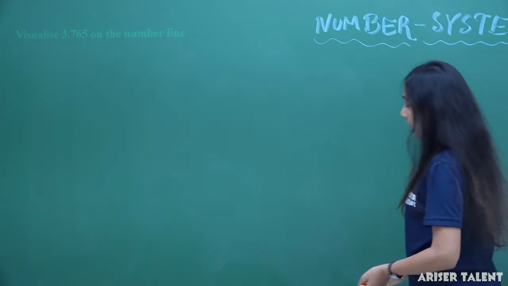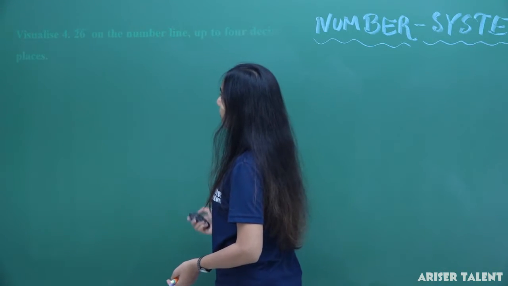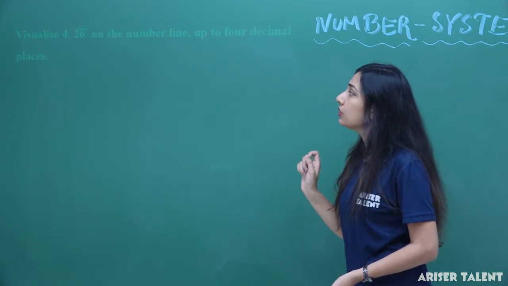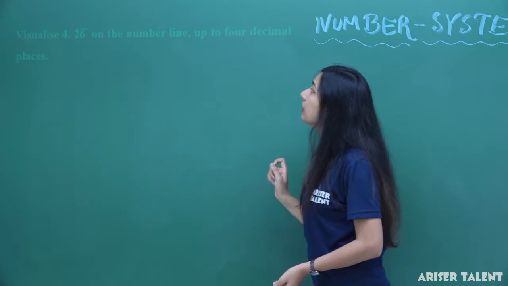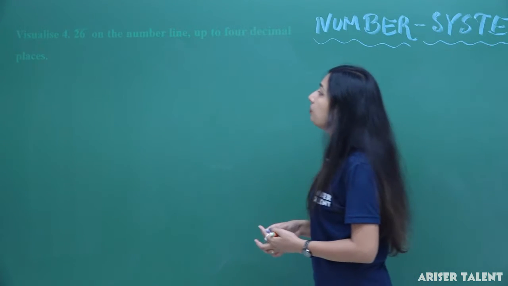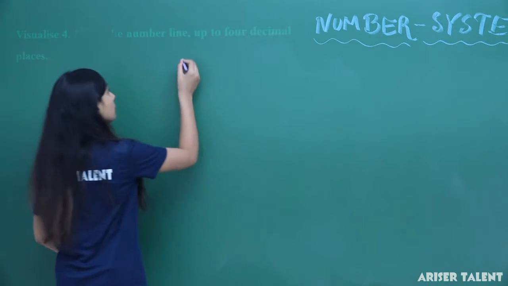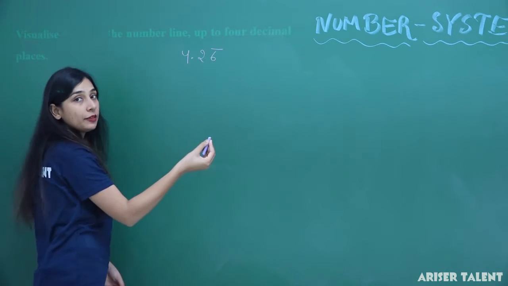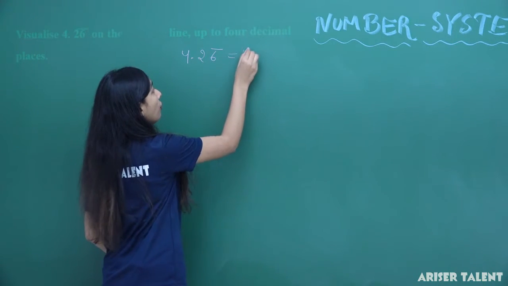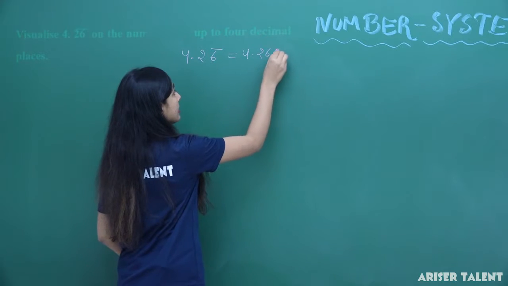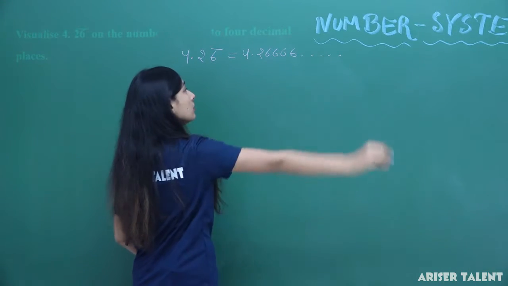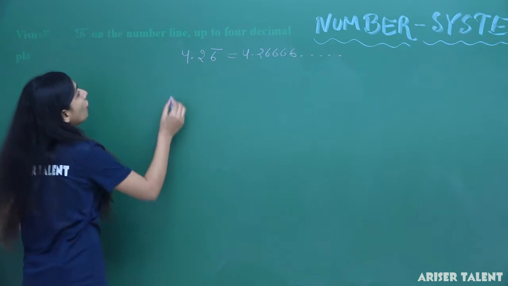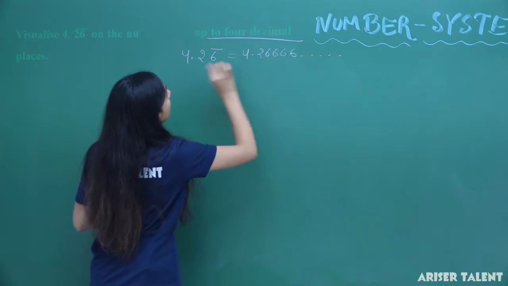Okay students, after that question, you are going to solve this question. Visualize 4.26 bar on the number line up to 4 decimal places. Now the number is here, students, 4.26 bar. Now that means what? 4.26666666 and so on. Now the question is asking you for 4 decimals only.